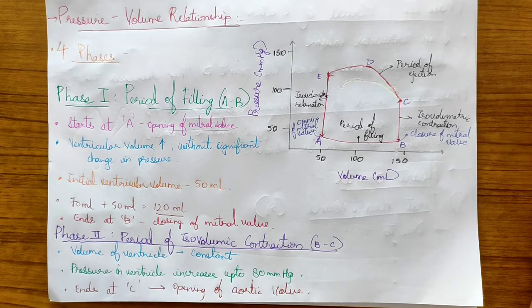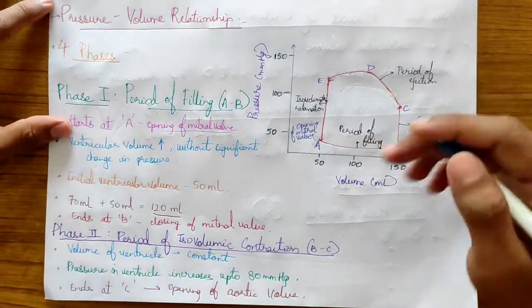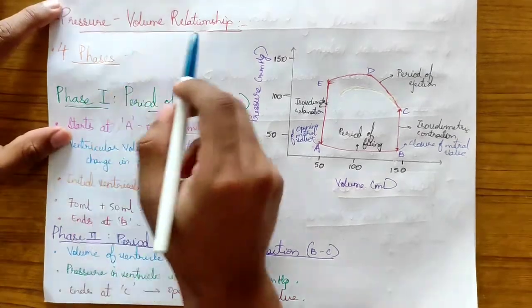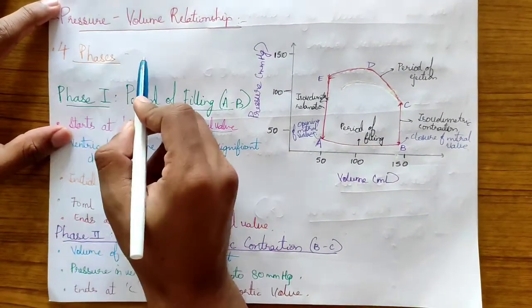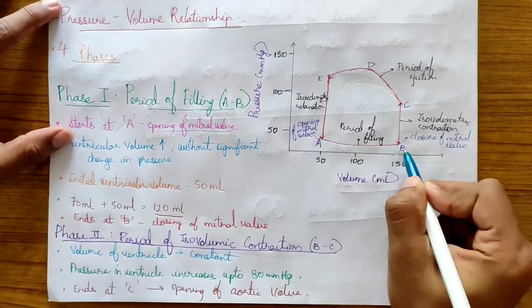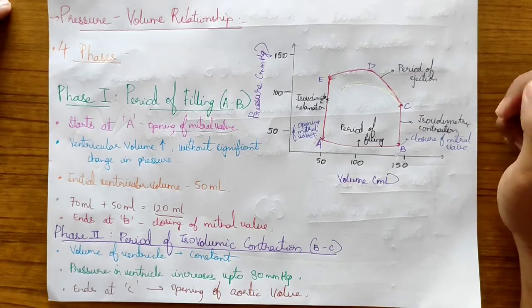So in this video, we will be talking about the pressure-volume relationship in the cardiac cycle and also about the heart sounds. So let's start. The pressure-volume relationship has four phases. Phase 1 is the period of filling, that is from point A to point B. This is the graph of the pressure-volume relationship in the cardiac cycle.